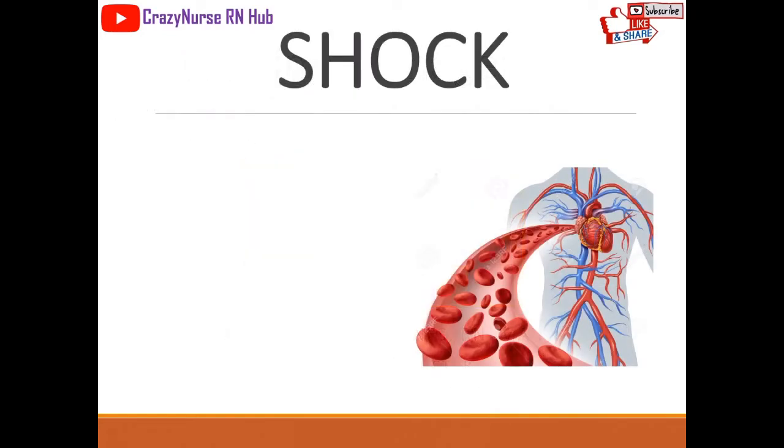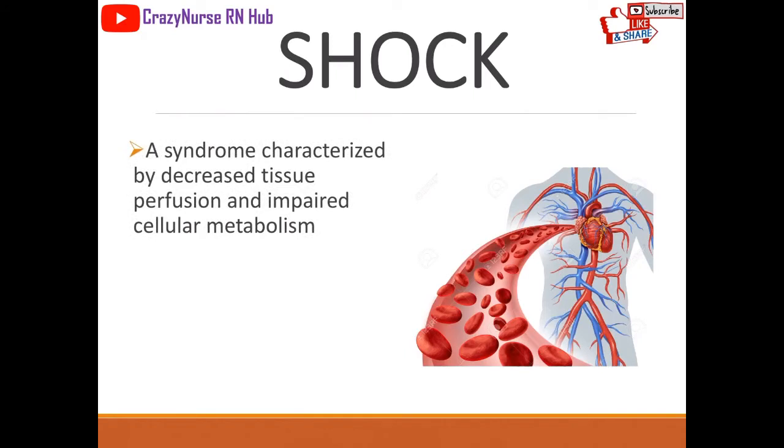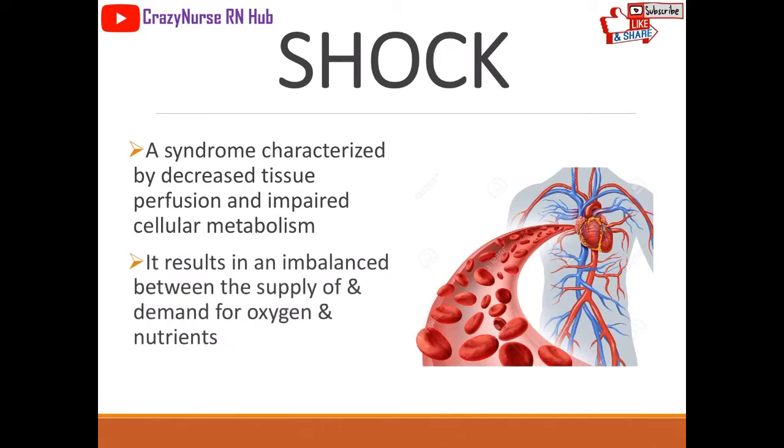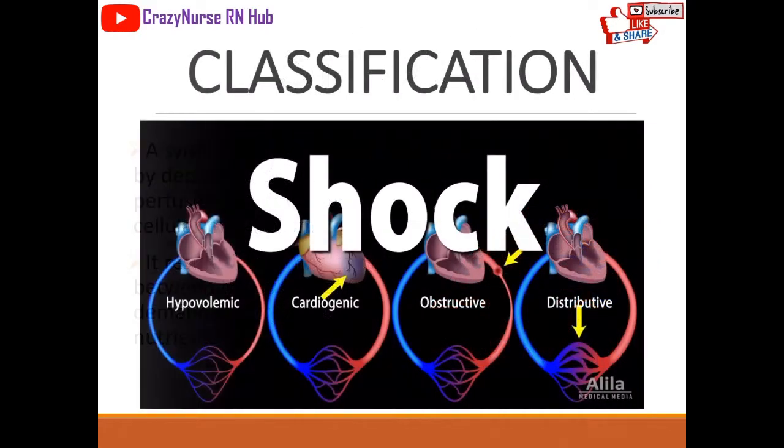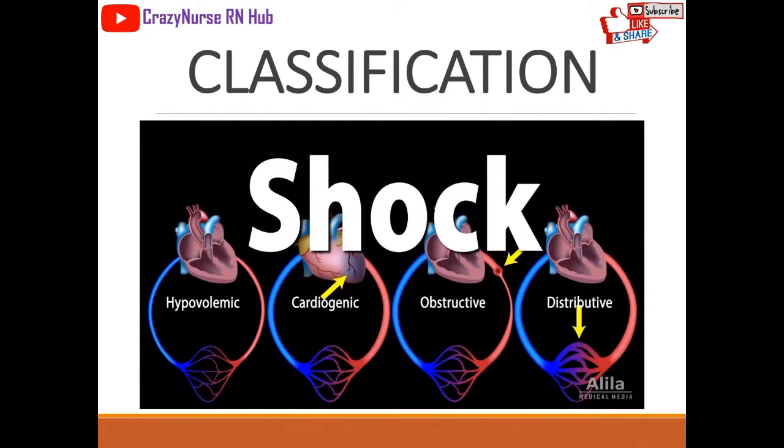First, let's discuss shock. It is a syndrome characterized by decreased tissue perfusion and impaired cellular metabolism. This results in an imbalance between the supply of and demand for oxygen and nutrients. The exchange of oxygen and nutrients at the cellular level is essential to life. When a cell experiences a state of hypoperfusion, the demand for oxygen and nutrients exceeds the supply at the microcirculatory level. Now let's proceed to the different classification of shock.